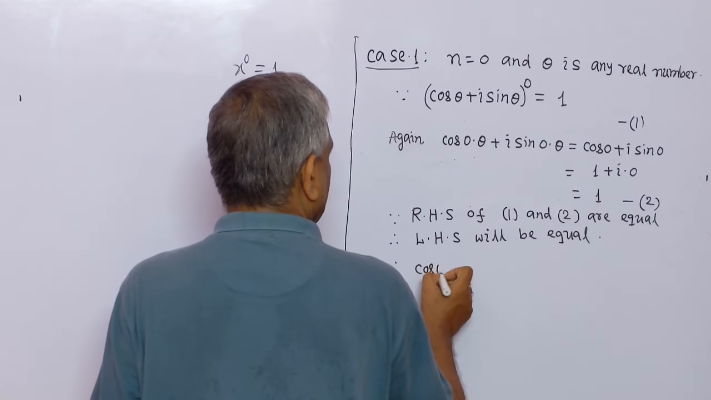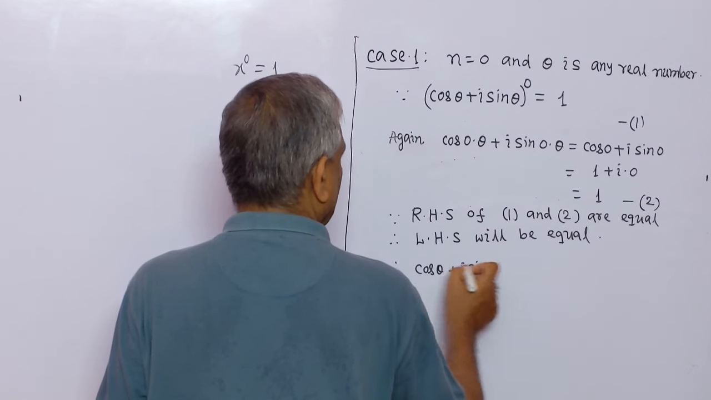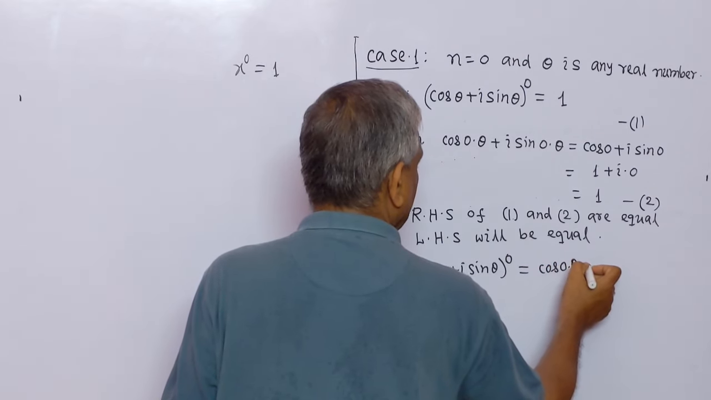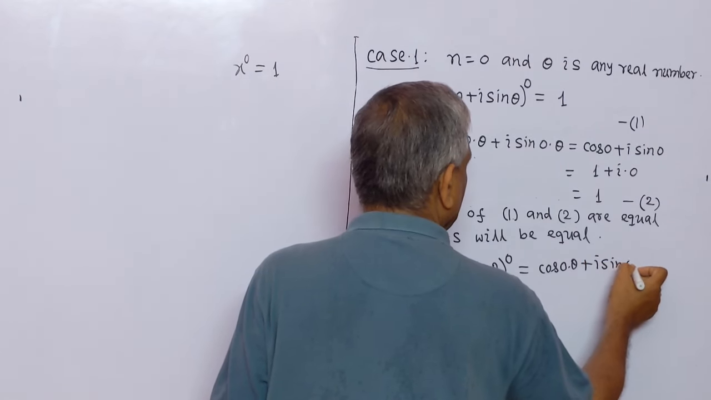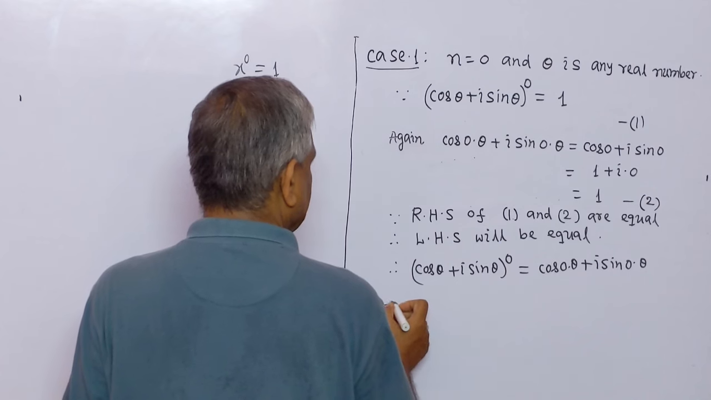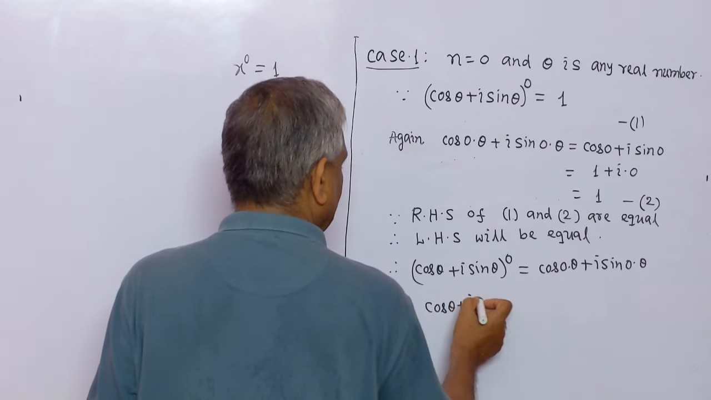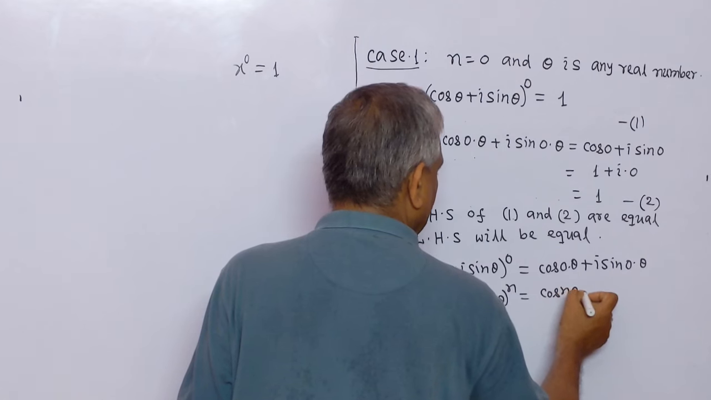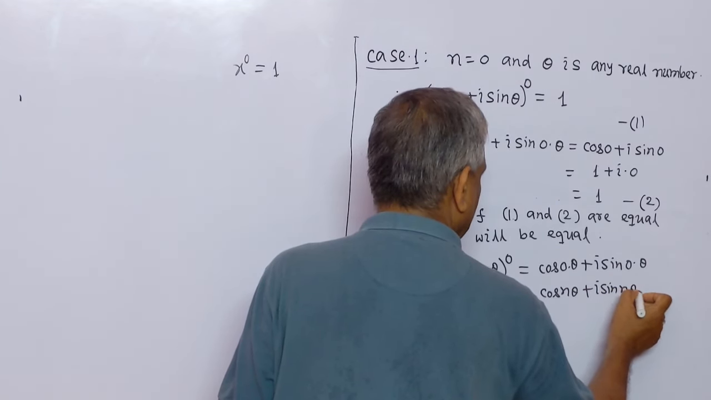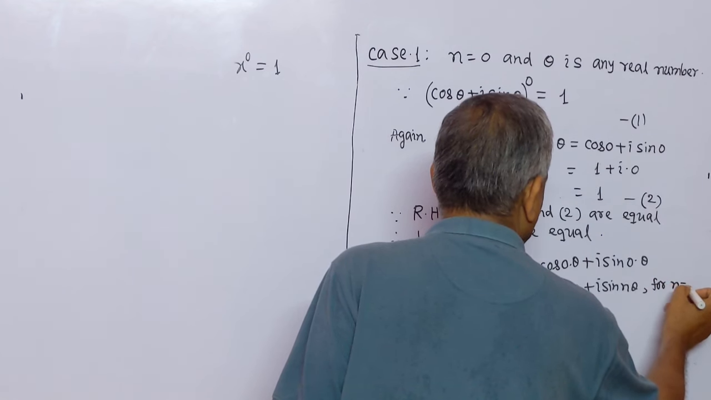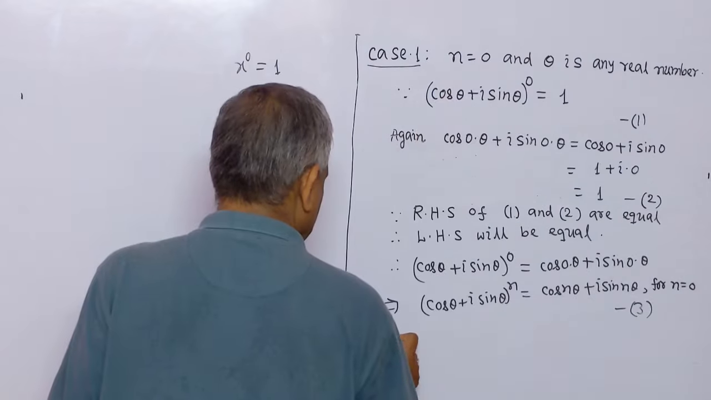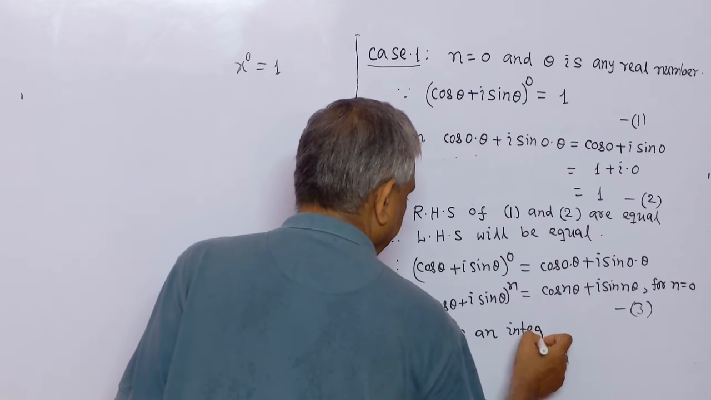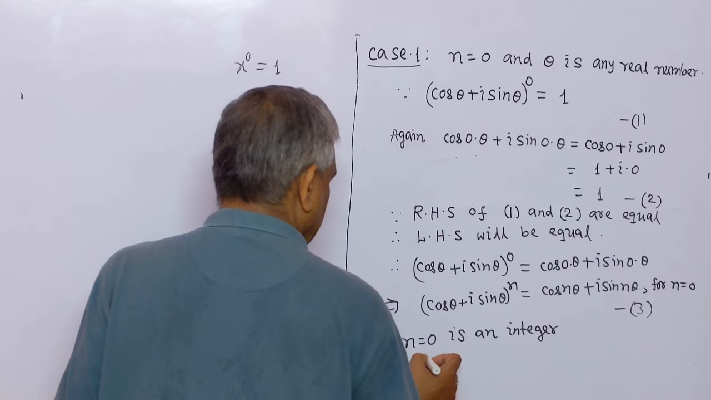Therefore, (cos theta plus i sin theta) whole to the power 0 equal to cos 0 theta plus i sin 0 theta, which implies that (cos theta plus i sin theta) to the power n equal to cos n theta plus i sin n theta for n equal to 0. This is number 3. Since n equal to 0 is an integer, therefore the theorem is proved.